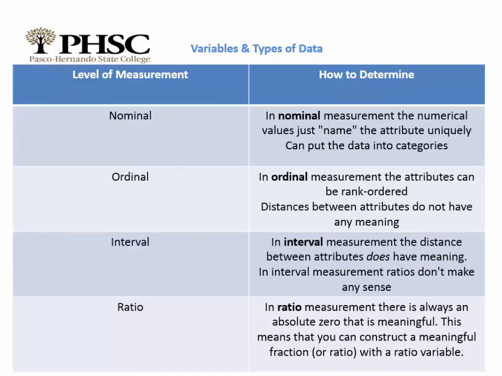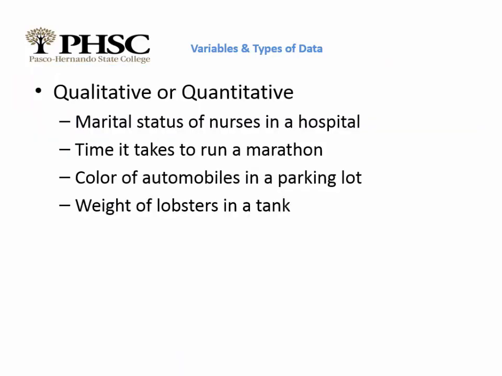Here we have some further examples. Again, nominal. In nominal measurement, the numerical value is just a name, and it puts data into categories. Ordinal, distances between the attributes do not have any meaning. Interval, ratios don't make any sense. And in ratio, this means that we can construct a meaningful fraction or ratio of a variable.